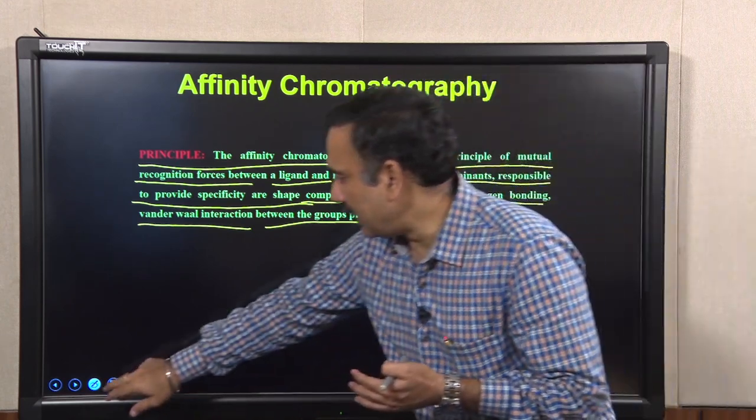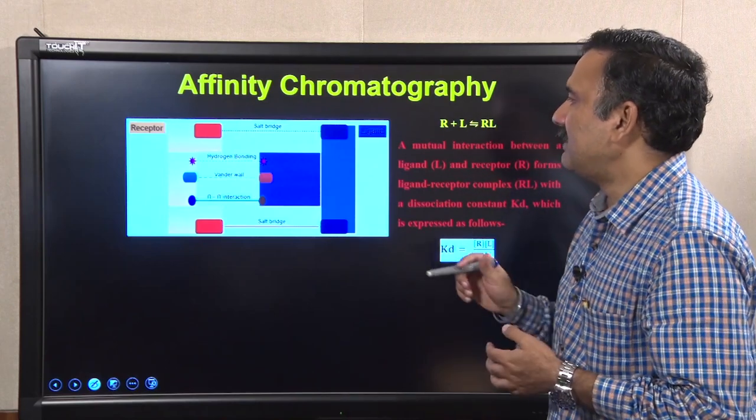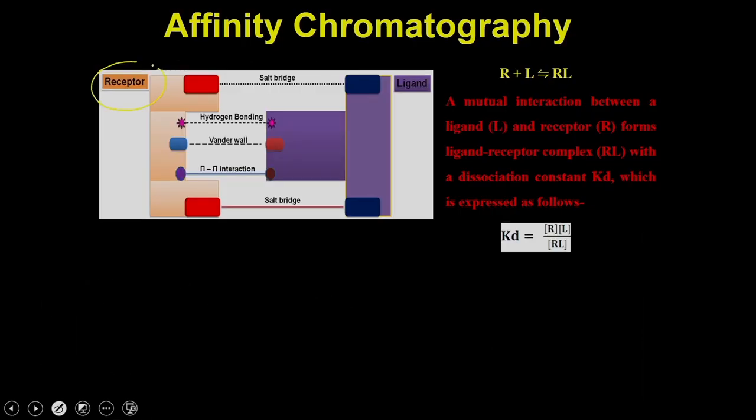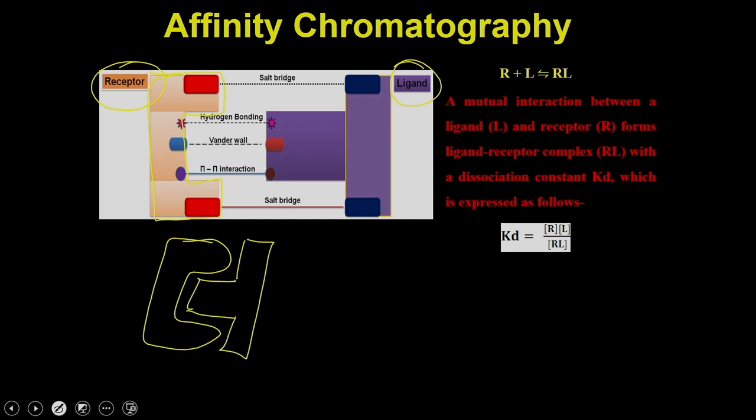So let's take an example and understand this phenomenon. Imagine that we have a receptor and a ligand. The first thing that brings the receptor to its ligand is shape complementarity, which means the receptor, which maintains a shape, is looking for a ligand with a completely complementary shape. For example, if I have to design a ligand, I will design one that is completely complementary to its shape.